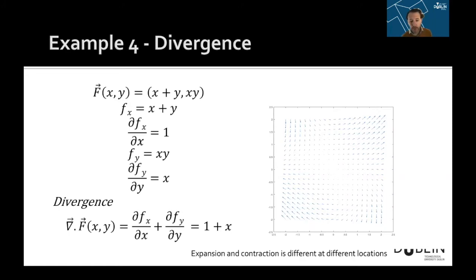Now, what it's saying is, when x is minus 1, there's no divergence. It's not immediately obvious to see, but that's meant to be along that line. To the left of that line, when x is less than minus 1, it's contracting. And when it's greater than, it's expanding. But really, all you have to say is there's expansion and contraction at different locations.